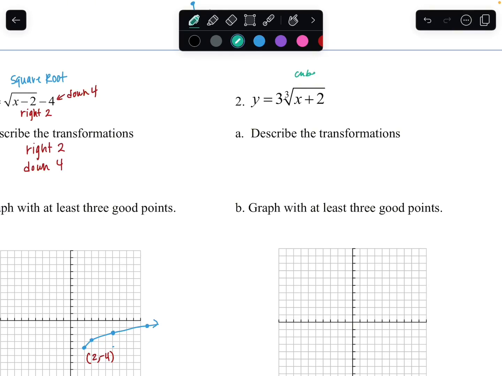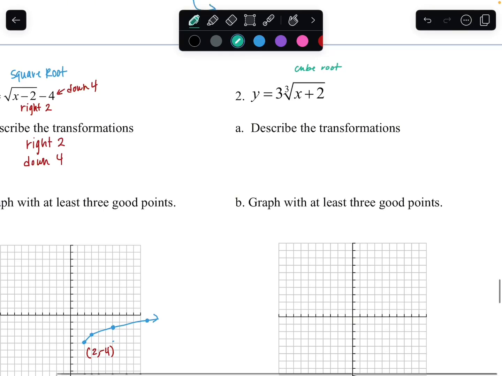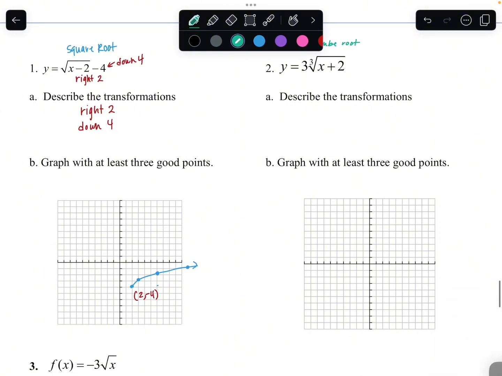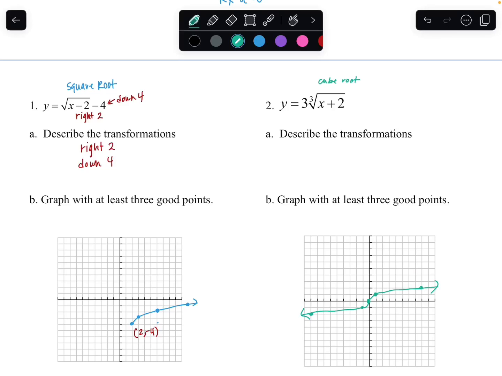Next, we have cube root. And so we can picture our cube root parent function, which goes 1 and then 8, 2 on each side. It's got the symmetry going for it. So up to the right, and then down to the left. And so this graph has been vertically stretched by 3 and then moved left 2.